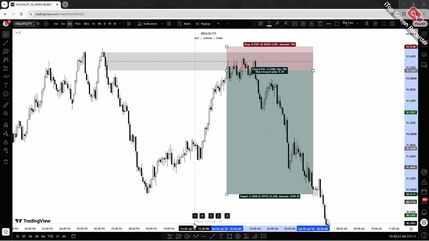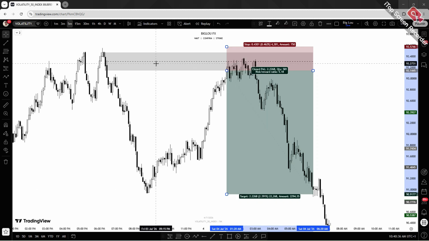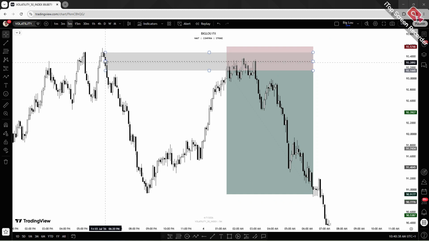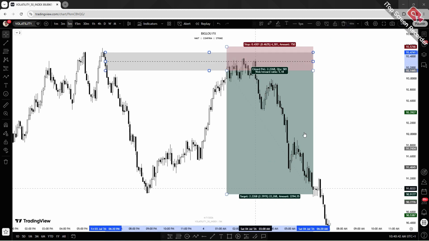Peaked around 1:20 a.m. By 6:20 a.m., 5 hours later, we are on full profit of 5.18. All right. So you can see this is how you do your confirmation entry plus your refined zone entry. This is how you refine your zones. This is how you confirm your zones.